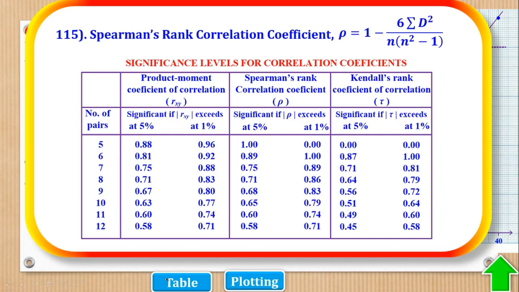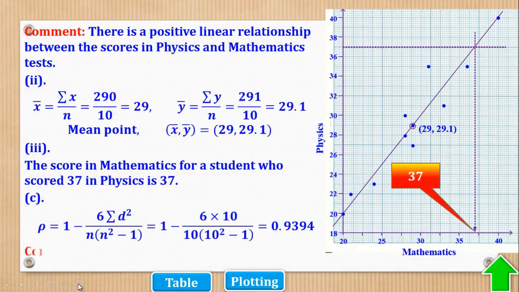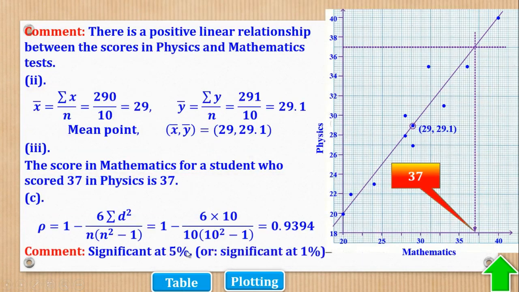Therefore, we shall come and say that the comment is significant at 5%. Or you can say significant at 1%. Now the challenge with most students, because they know both comments, they want to write both. They will say significant at 5% and 1%. That is not okay. You have to choose only one level of significance, not both. So I'm giving them to you both because a student can choose to write this or choose to write this, but never write both.